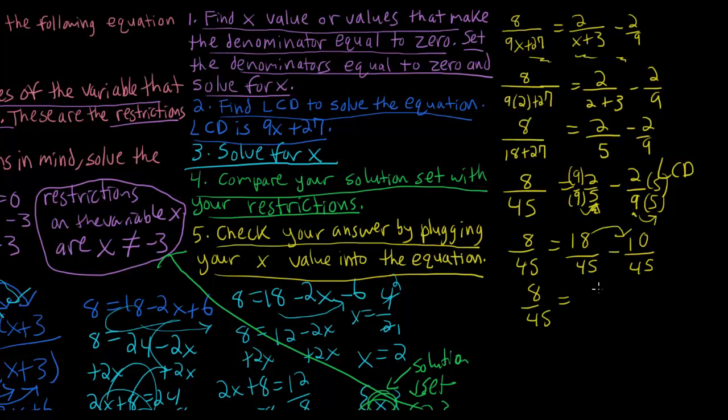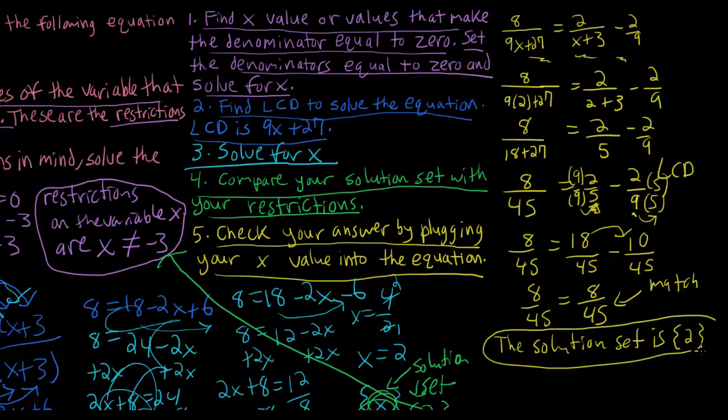18 minus 10 is 8, so 8 over 45, and since the equation matches, since this is a true statement, then we know that the solution set is positive 2. And that's how you check.